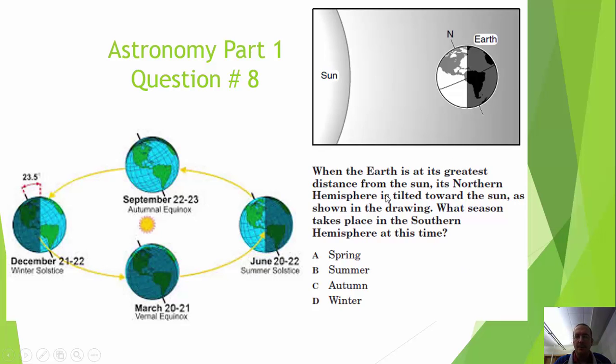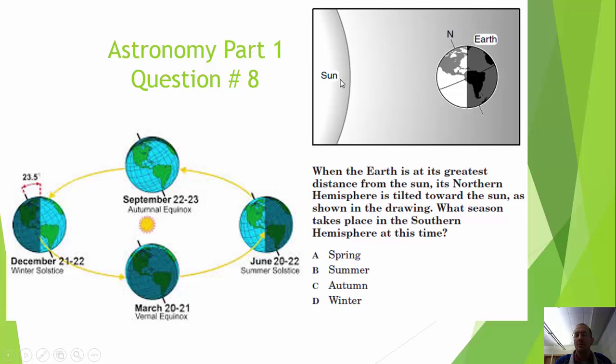When the Earth is at its greatest distance from the sun, its northern hemisphere is tilted towards the sun, as shown in the drawing. What season takes place in the southern hemisphere at this time? This question is actually asking you a couple basically different things at the same time. Sometimes with the larger amount of readings, it's easier just to read the last sentence to understand exactly what it's actually asking. Right now, it's asking what season takes place in the southern hemisphere at this time. So if the northern hemisphere is tilted towards the sun, we're going to get direct sunlight, which we've talked about a couple times in these videos and throughout the year.